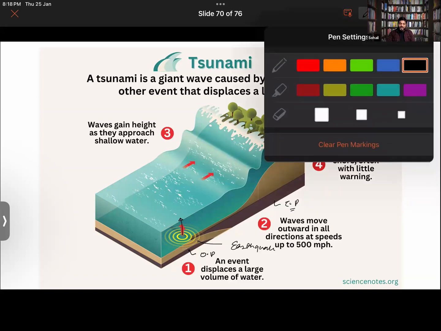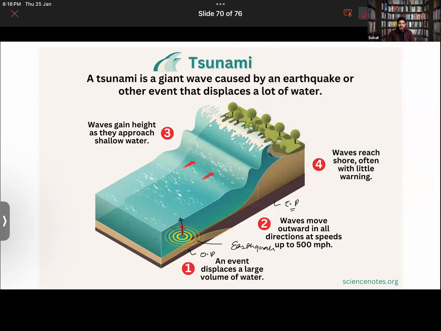Now, many times tsunami is associated with rainfall also. Tsunami can bring rainfall also. Getting it now?